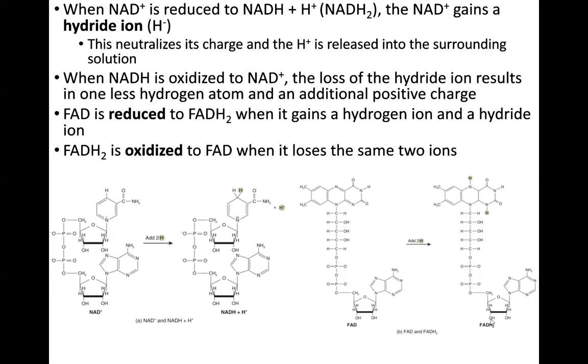Same thing over here for FADH2. Okay. So when an NAD plus is reduced to NADH plus H plus, or NADH2 as you sometimes see it listed, NAD plus gains a hydride ion, which neutralizes its charge, which is why it goes from NAD plus to a neutral charge, NADH. Okay. The other hydrogen ion is released in the surrounding solution. It's just basically right there, but it's not directly connected.